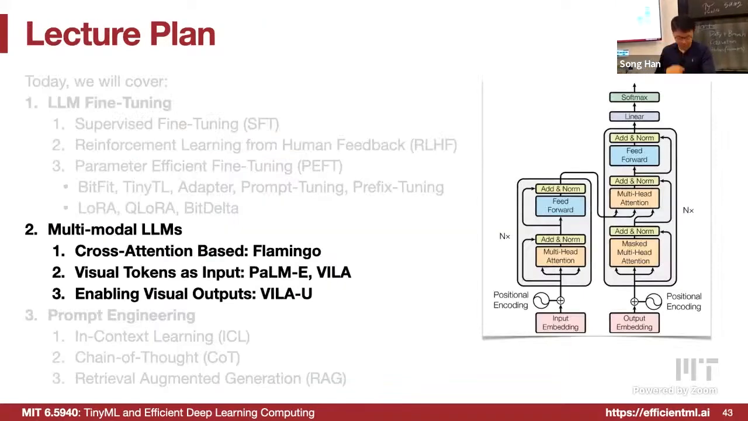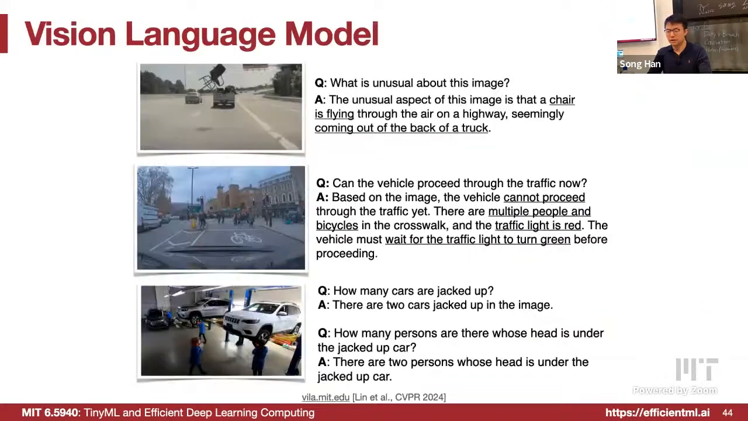All right, welcome back. Let me turn the mic on. And let's continue to talk about multimodal language models. So we are going to cover 3 sections. One is cross attention-based model represented by Flamingo, and then to treat visual tokens as input, and also to enable visual outputs using the VILA approach.